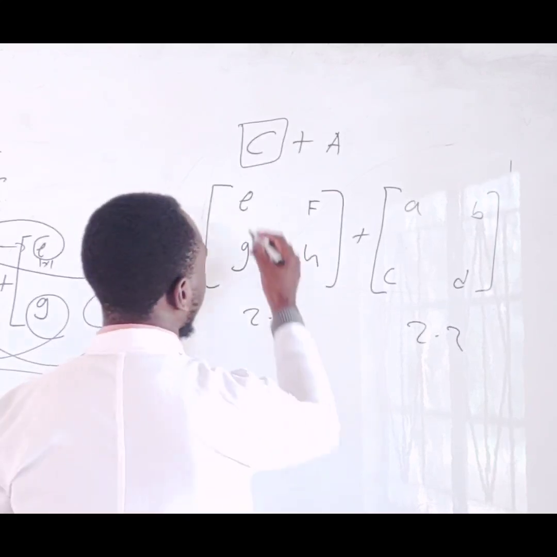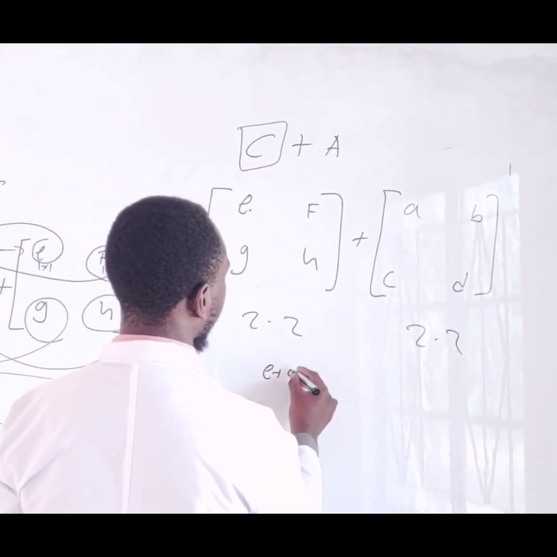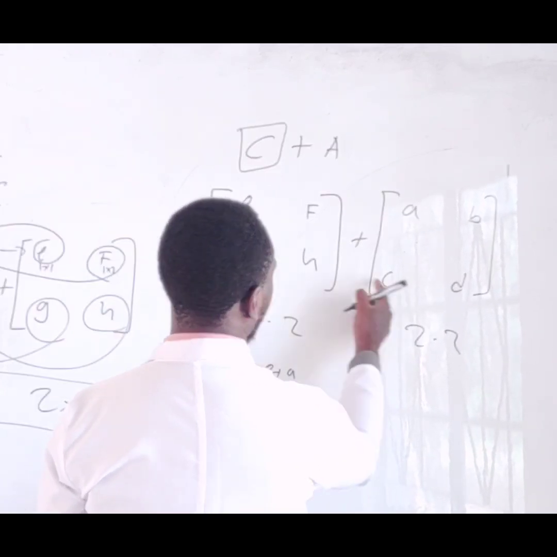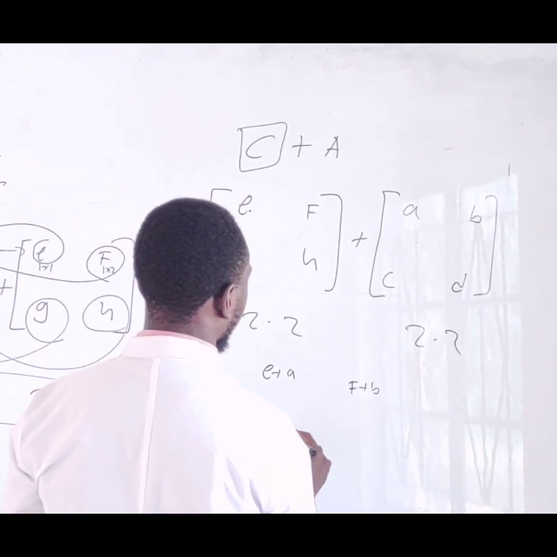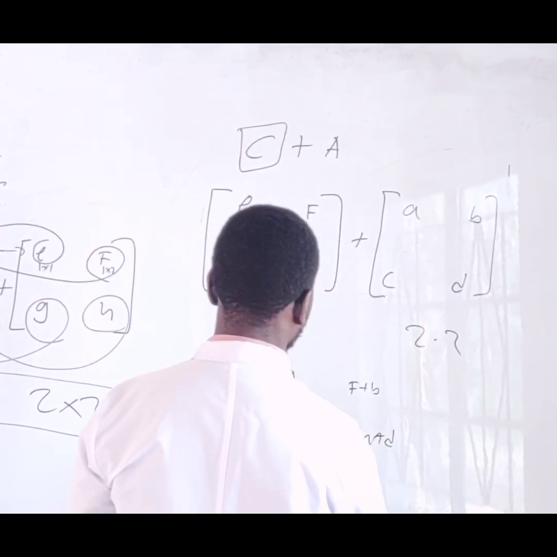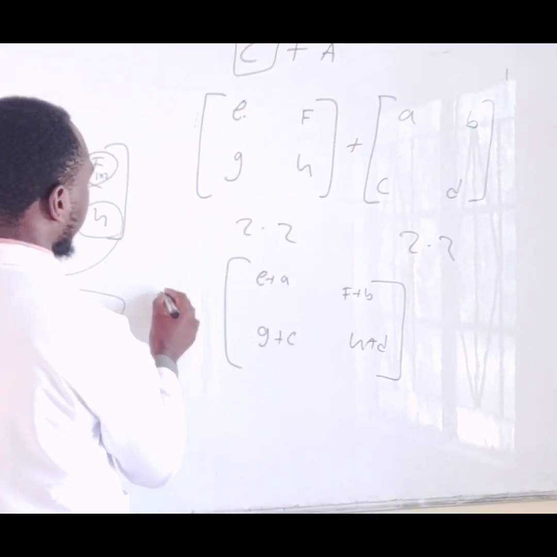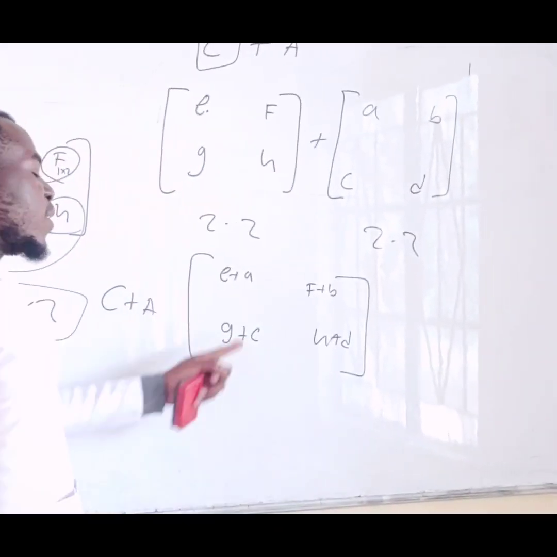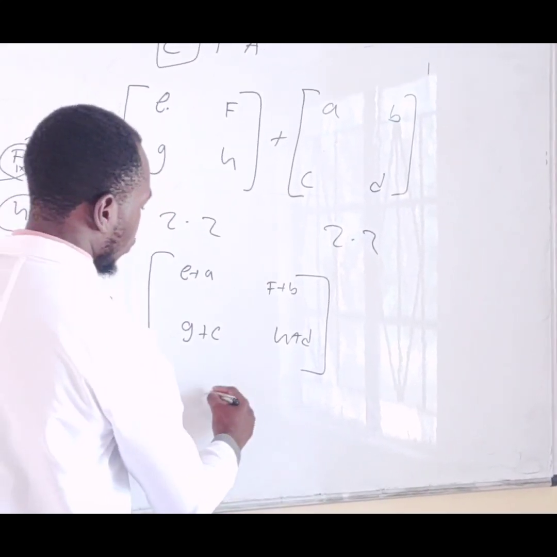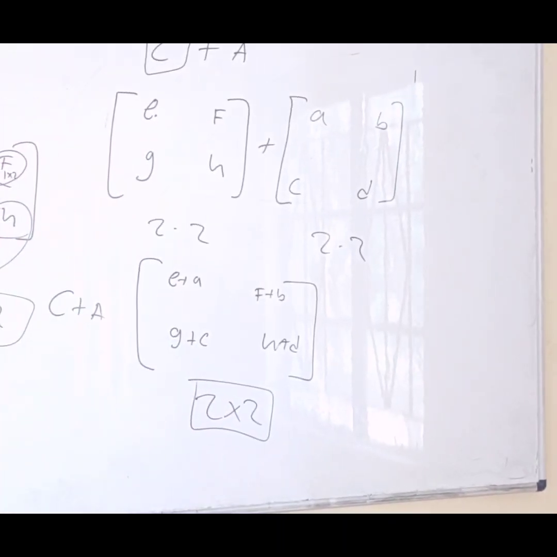So here you are going to say this plus this. What are you going to get? I believe I'm going to get E plus A. This one and this one I'm going to get F plus B. This one and this one I'm going to get G plus C. This one and this one I'm going to get H plus D. You are going to get something like this. This is your matrix C plus A. What is the order of this matrix? The order of this matrix is 2 by 2. This is your answer here. Any question on this one?